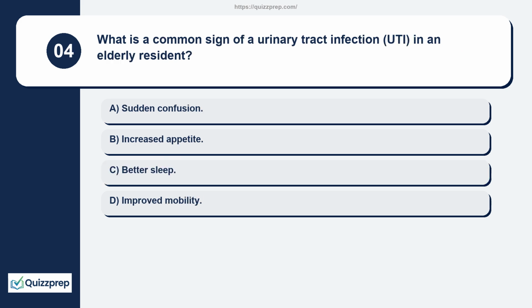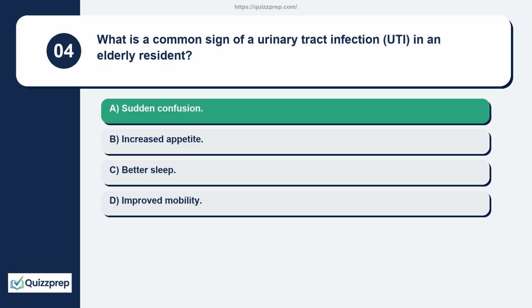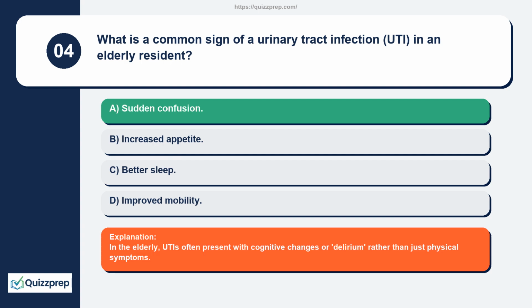Question 4. What is a common sign of a urinary tract infection, UTI, in an elderly resident? Sudden confusion, increased appetite, better sleep, improved mobility. In the elderly, UTI often presents with cognitive changes or delirium rather than just physical symptoms.